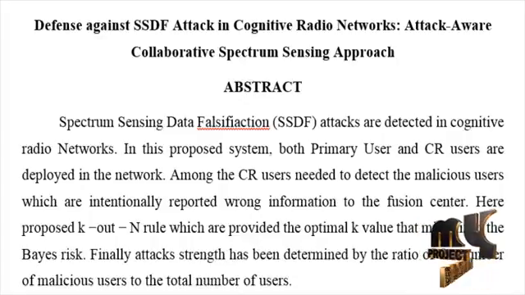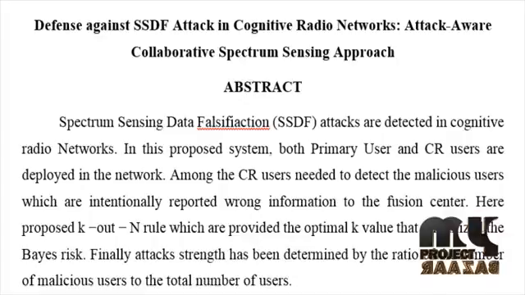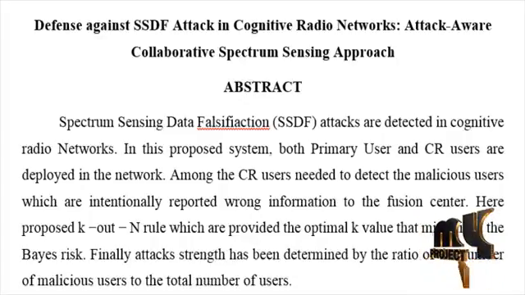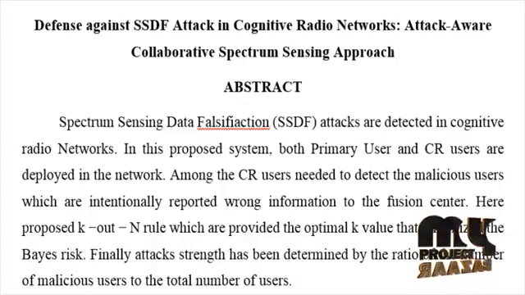In this proposed system, both primary user and CR users are deployed in the network. Among the CR users, we need to detect the malicious users, which intentionally report wrong information to the fusion center. Here we propose the K out of N rule, which provides the optimal K value that minimizes the Bayes risk. Finally, attack strength is determined by the ratio of the number of malicious users to the total number of users.